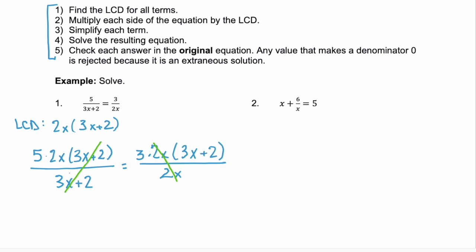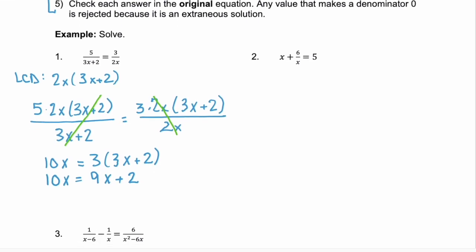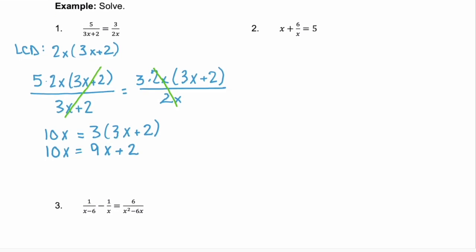Now we need to simplify each of our remaining terms. This first term we have 10x. And on the right we have 3 times 3x plus 2. This is 10x equals 9x plus 2. We're going to continue to solve. So we need to subtract 9x from both sides. And we get x equals 2.